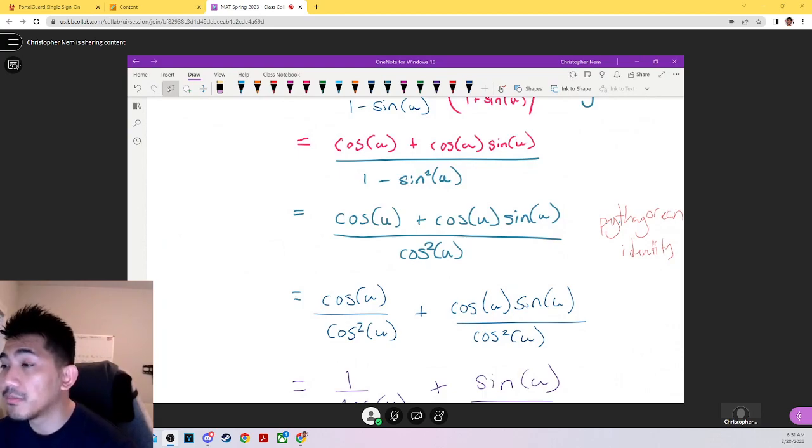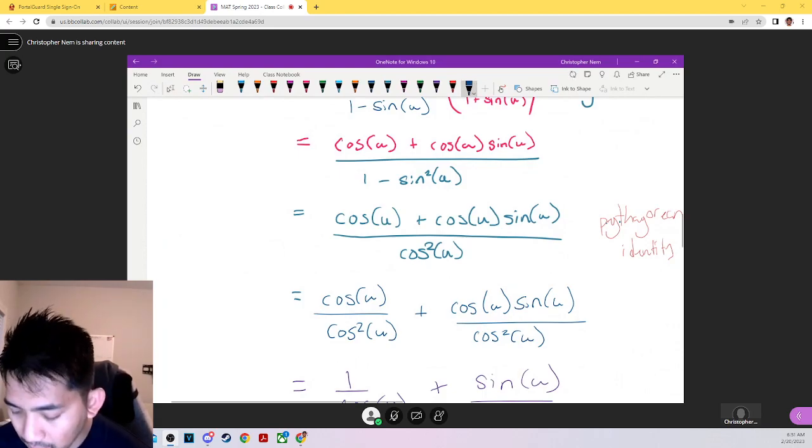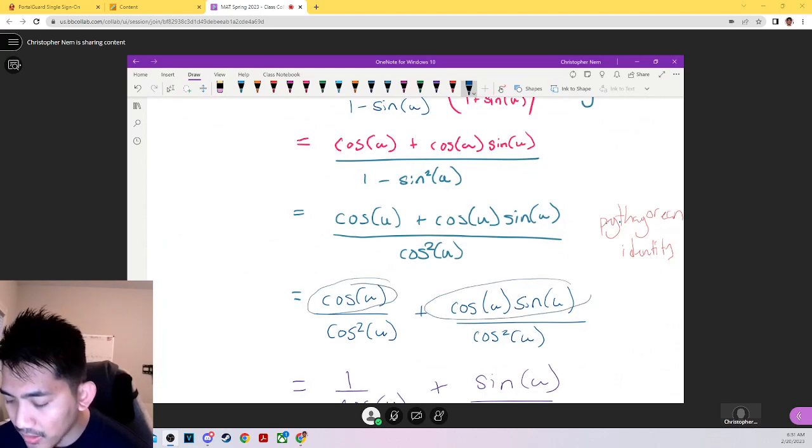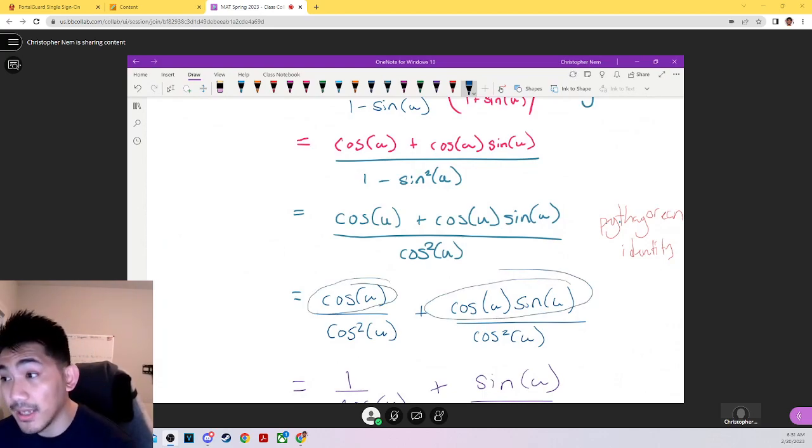Notice that I can split this up because if I add the numerators here, cosine u plus cosine u sine of u, they have the same denominator, so technically these are equivalent. We're just working backwards now. It's like partial fraction decomposition, but easier. So that's a skill you'll need to use as well, being able to have a fraction and split up the numerator if there's more than one term.